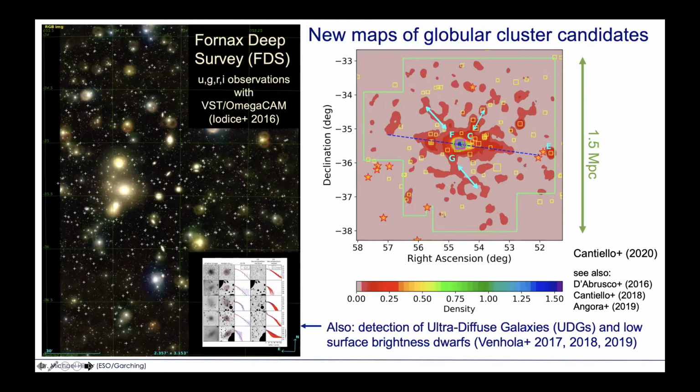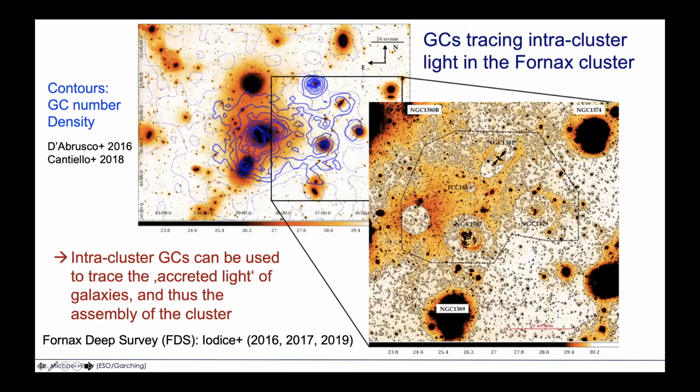So a side note, also in these deep images, you can find these ultra diffuse galaxies that were a hot topic in the last years because they have a very low surface brightness. Okay, and with this low surface brightness, you can follow also the outskirts of these galaxies.